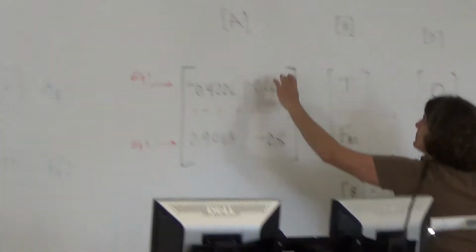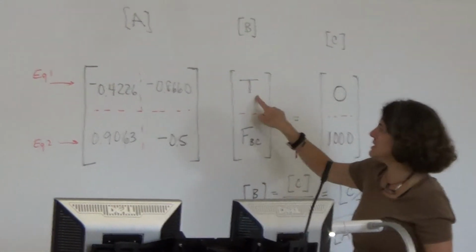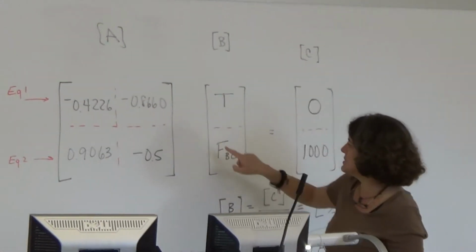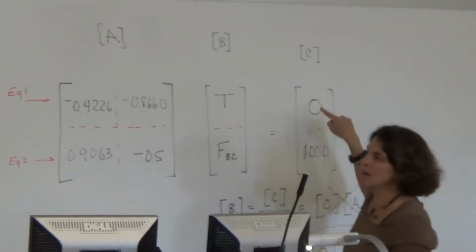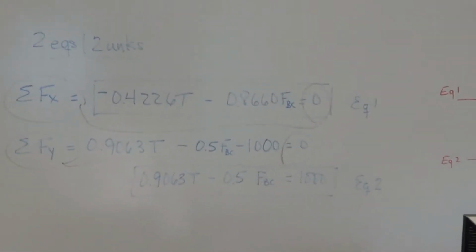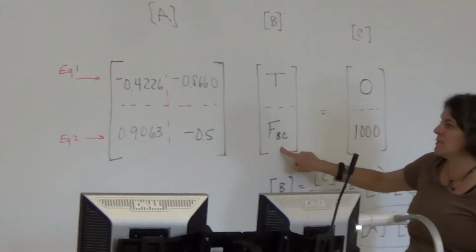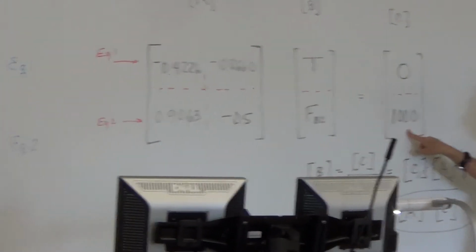I missed the part when you're calculating A times B to get 0 and 1,000. Sure. So how this works is this whole line here represents equation 1. So it's negative 0.4226 times T minus 0.8660 times FBC is equal to 0. That's how I'm translating from this equation to this. And then the second one is 0.9063 times T minus 0.5 times FBC is equal to 1,000.